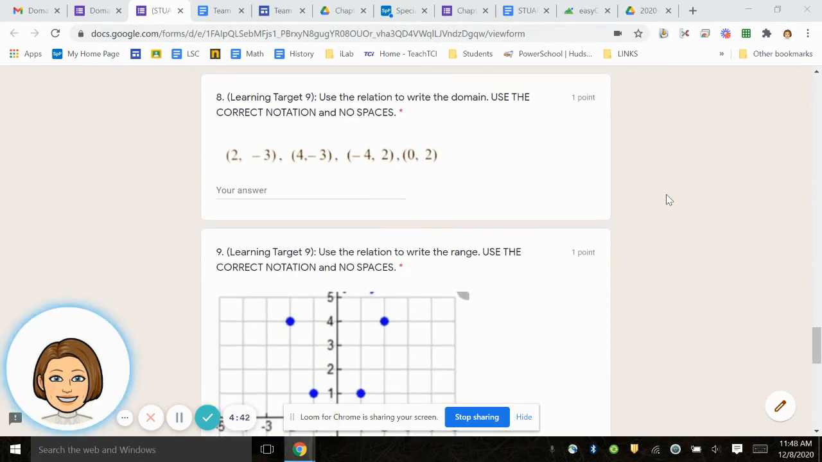Number 8, use the relation to write the domain. The domain. Use the correct notation and no spaces. So find the domain in these ordered pairs: (2, -3), (4, -3), (-4, 2), (0, 2). Write the domain.